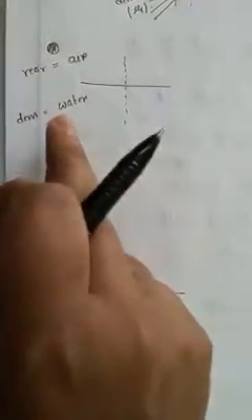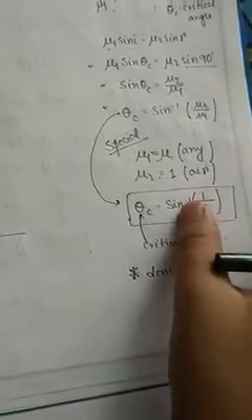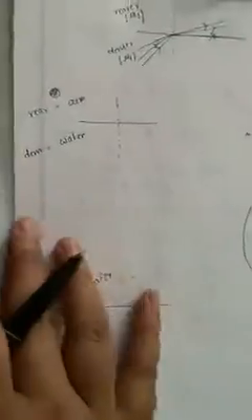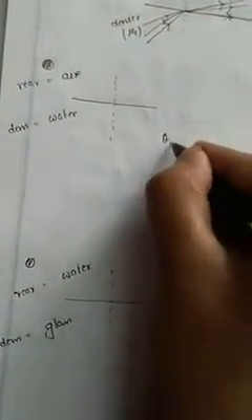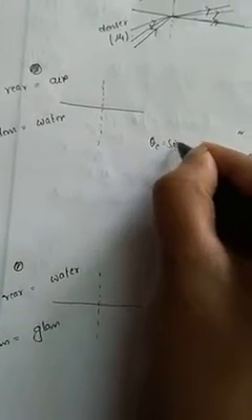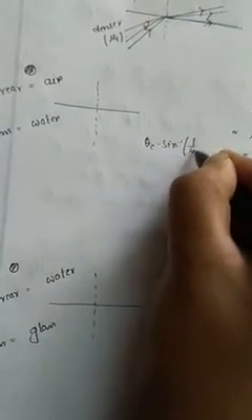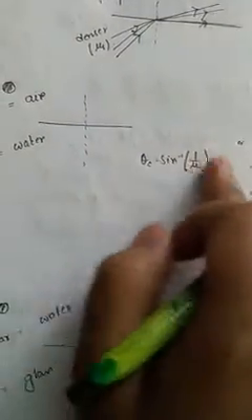So when the rarer medium is air, that will be an easier problem, and then we can apply this formula: theta c equal to sine inverse 1 by mu. Basically you don't have to remember this formula. So how to solve? Just look at this.